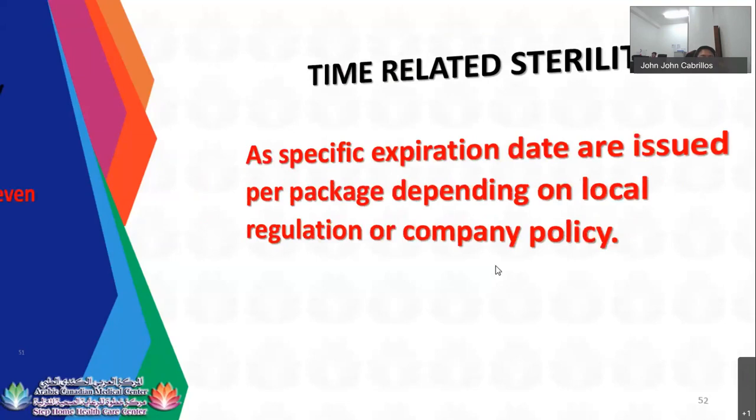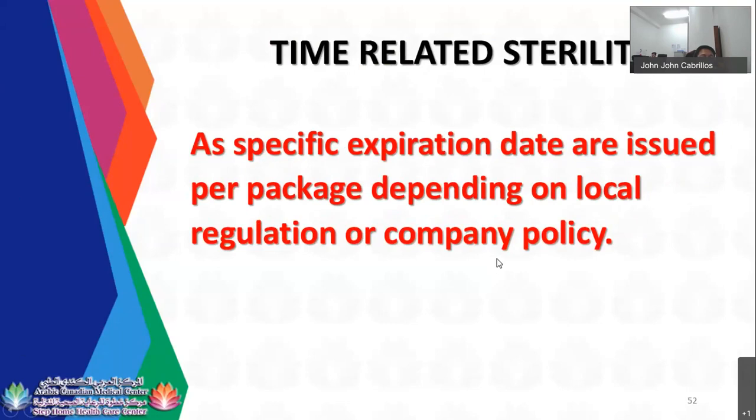For time-related sterility, a specific expiration date is issued per package depending on local regulation or company policy. It depends on local regulation. For example, here in Abu Dhabi, UAE, the local regulation, which is the DOH, follows the 3 months rule. If it is a single pouch, it should be 1 month. If it is a double pouch, it should be 3 months. They have those policies. But for most general items, it's a 3 months policy. But there are some institutions like MOH, DHT, here in UAE, that allow 1 year time-related sterility.